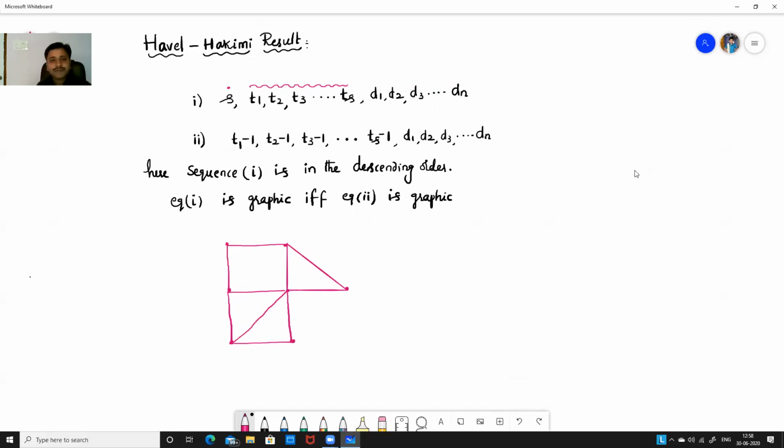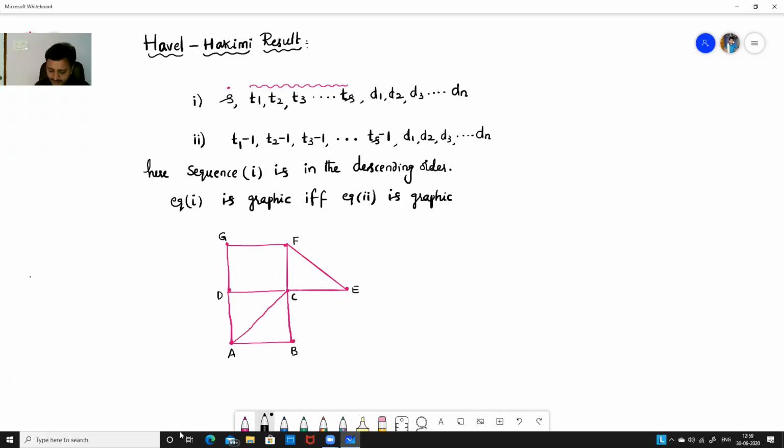Suppose we have taken one simple example here, which is a simple graph because there are no self loops and no parallel edges. I'm taking the vertices as A, B, C, D, E, F, G. First, we list out the degree sequence for the given graph.